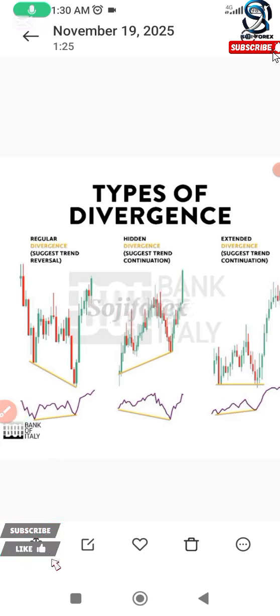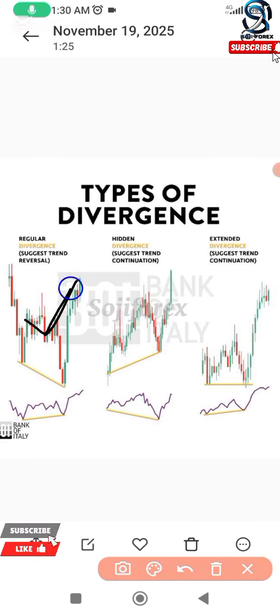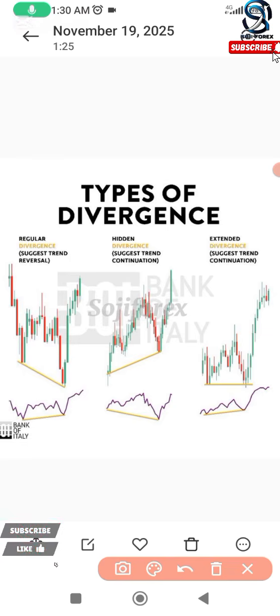Now, what is divergence? Divergence is very simple, and I'll put it in clear terms. It is a disagreement between your chart, so this is our chart, and the indicator window. What that simply means is, if you look at this, price is in a downtrend. It's giving us a lower low. But look at what the indicator window is doing. The indicator window is giving us what? Higher low.